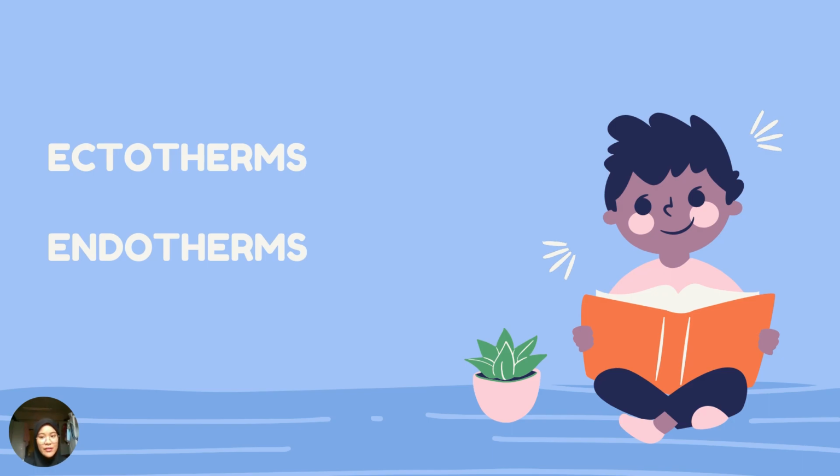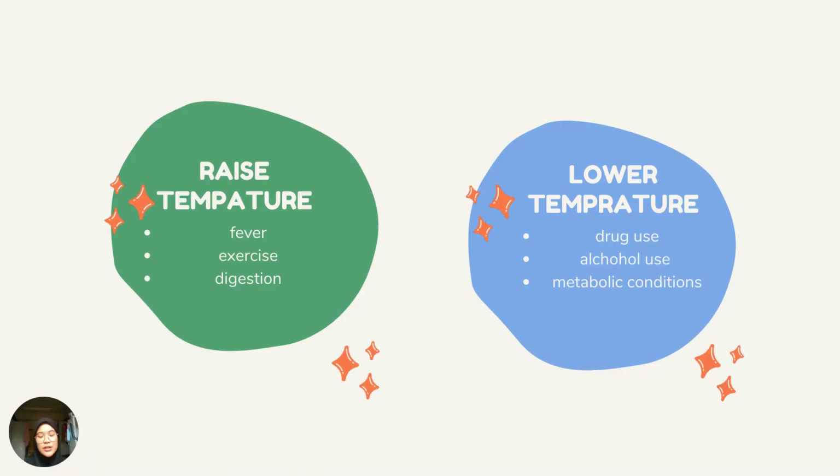There are many factors that can raise and lower the internal temperature. The factors that can raise the internal temperature are fever, exercise, and digestion, while the factors that can lower our inner temperature are drug use, alcohol use, and metabolic conditions such as an underfunctional thyroid gland.